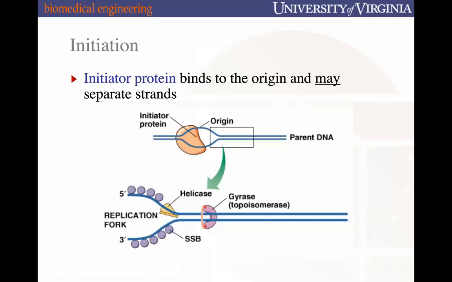So we have our sites where DNA replication is beginning, and we know that DNA polymerase itself cannot separate the strands. We talked about the problems of that. And so we have the initiation that's mediated by initiator proteins. Initiator proteins themselves will bind to the origin sites, and this is important, may separate the strands. And we're going to distinguish that between, again, prokaryotic versus eukaryotic.